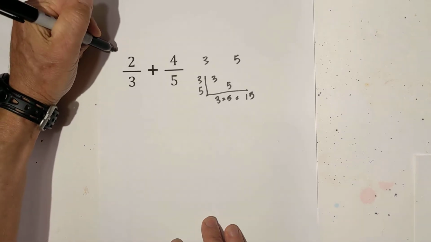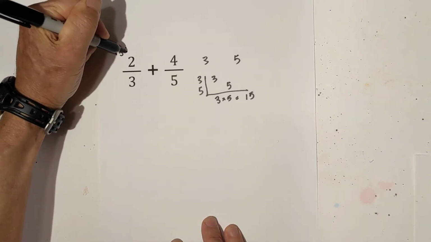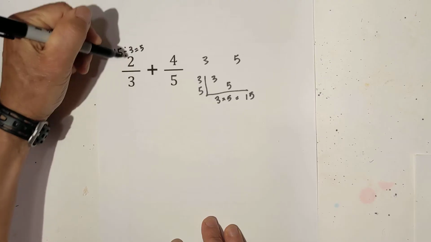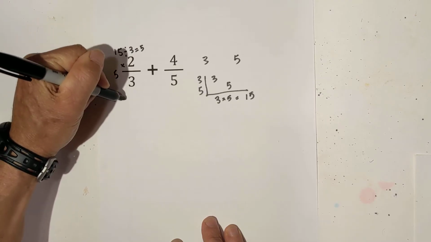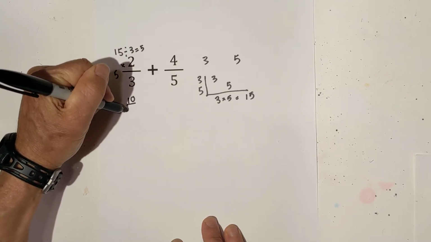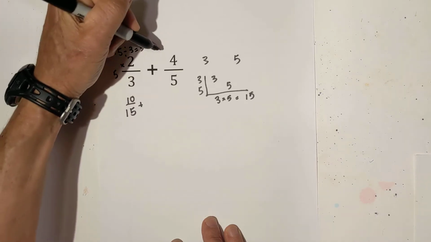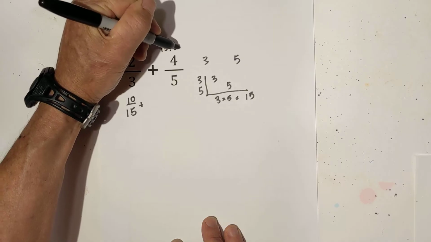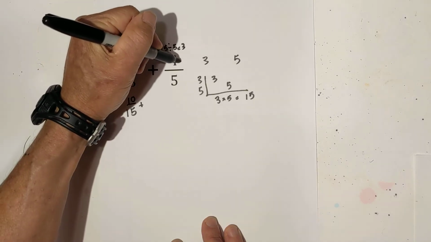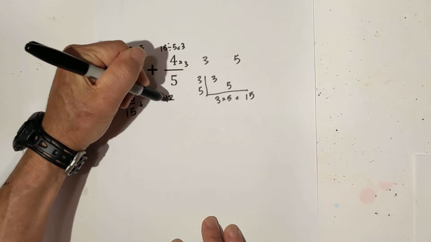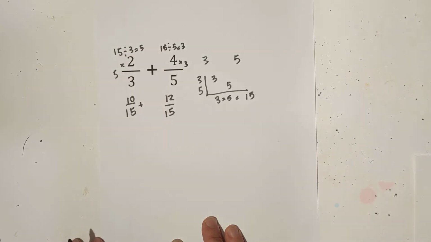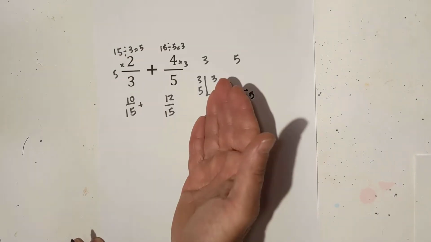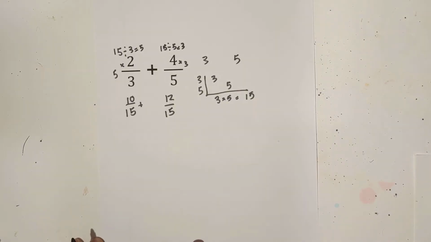So now what we do is we go 15 divided by 3 equals 5. 2 times 5 equals 10/15 plus 15 divided by 5 equals 3. 4 times 3 equals 12/15. And then you add the fractions. Again, this chart works for this type of fraction. Now let's work another one.